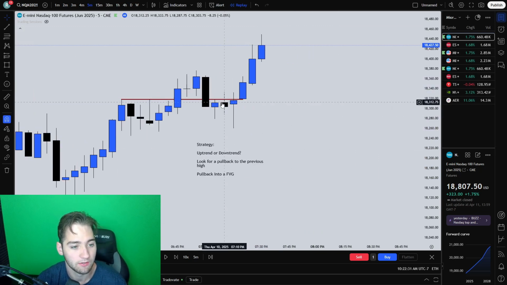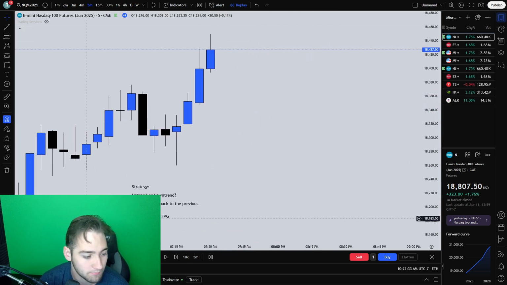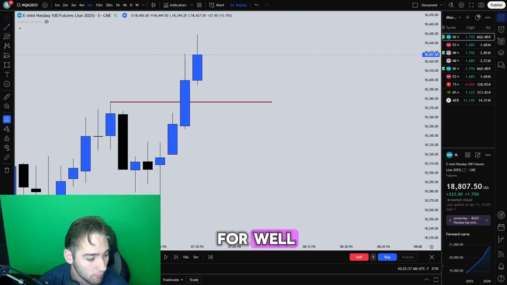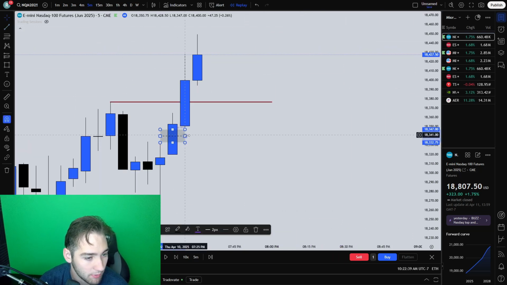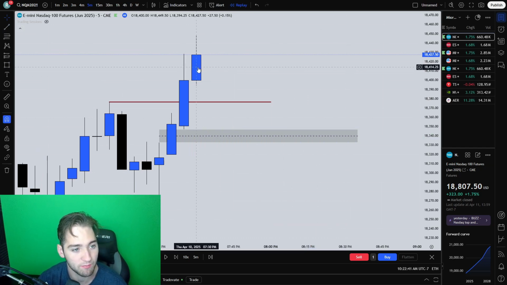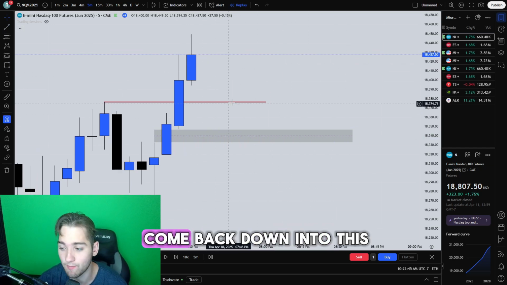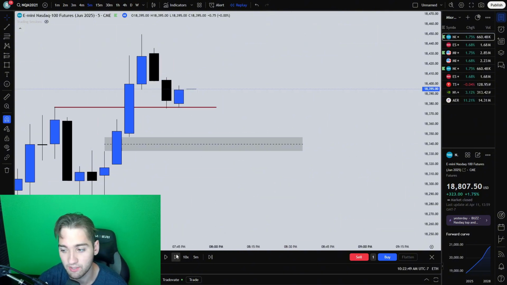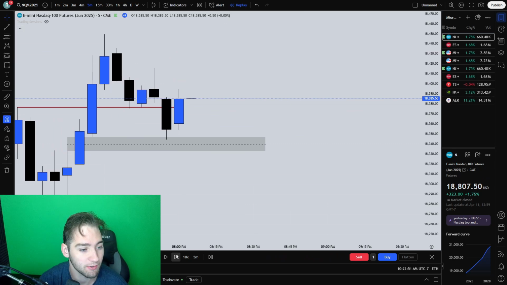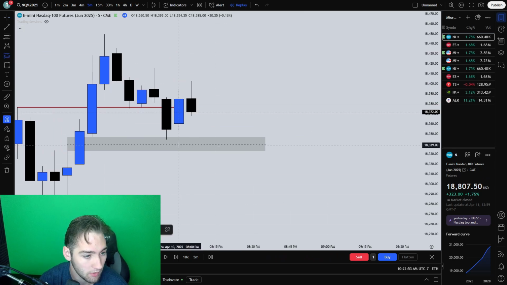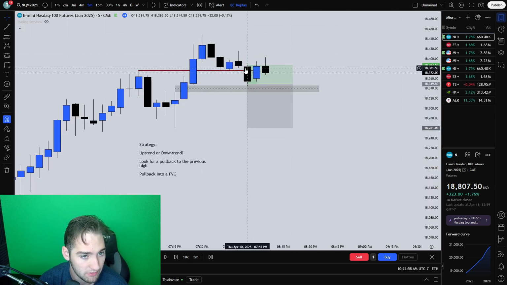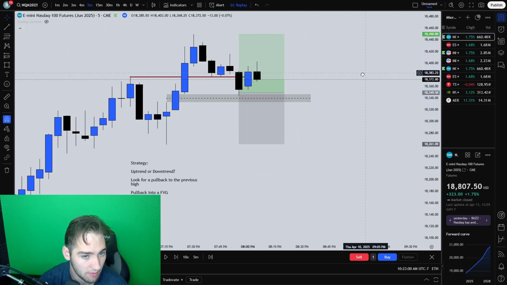Okay, so there's that. Again, price breaks this high. What are we looking for? Well, we have a fair value gap right here. This is the furthest one away from the uptrend. I want price to come back down into this and jump off of it. Okay, price comes down into this area. Boom. There's our entry right at the peak of this high, and our stop's up here.